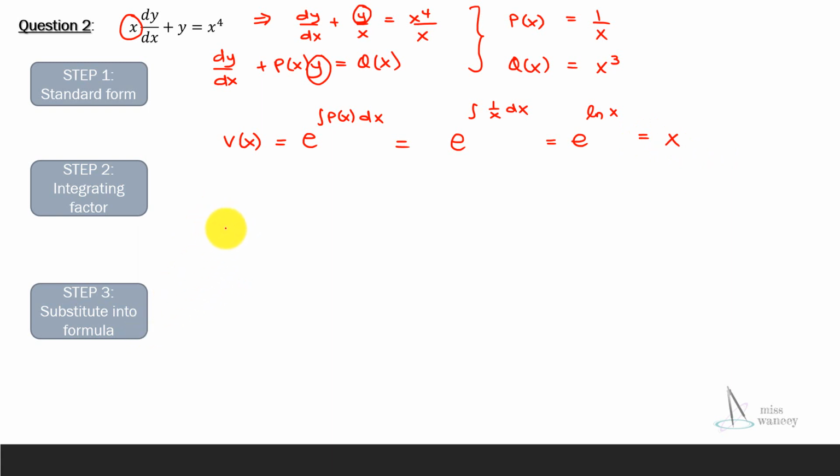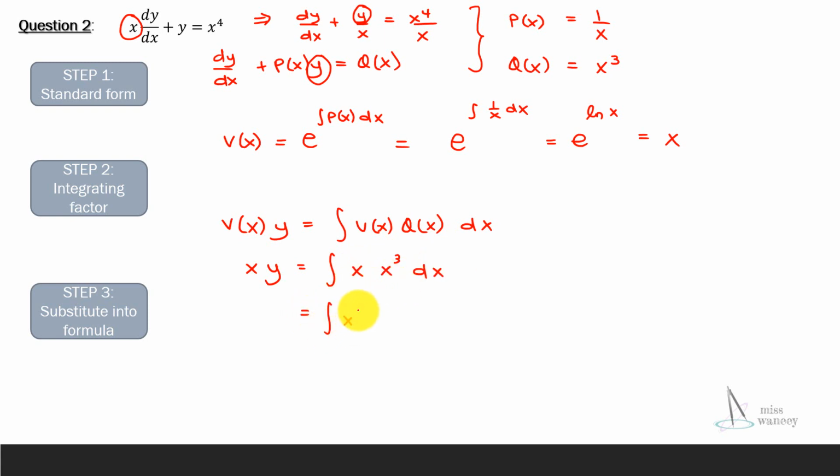Substitute into the formula. The formula is V(x) y equal to integral of V(x) Q(x) dx. So V(x), the value is x, times y, equal to the integral of V(x), again x, times Q(x), x cubed, dx. Now simplify this to become x to the power of 4 dx. Integrate x to the power of 4, we can simply use the power rule. So x to the power of 5 over 5 plus c.